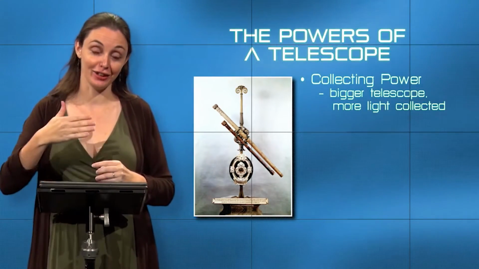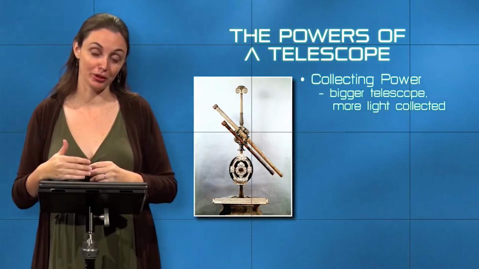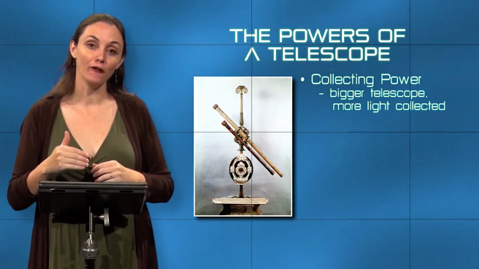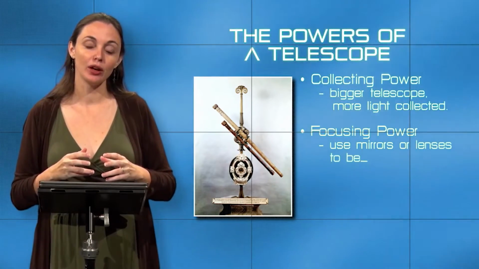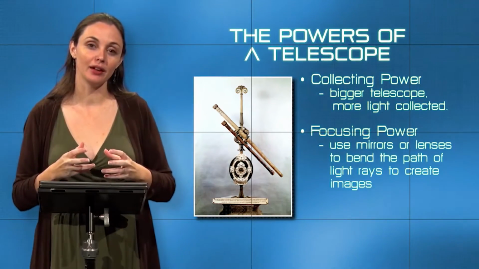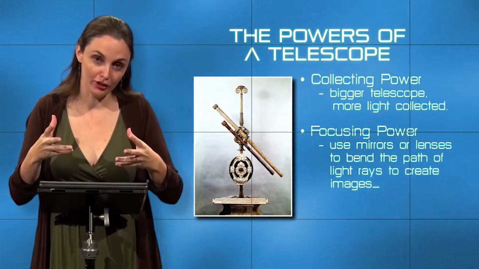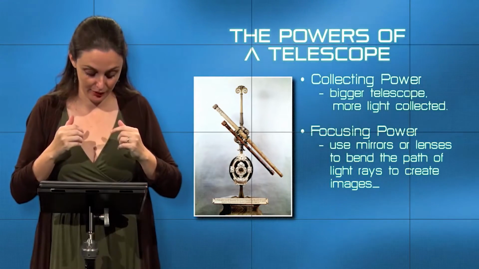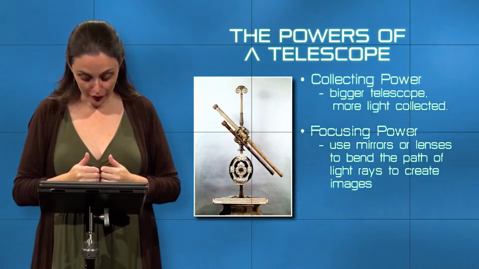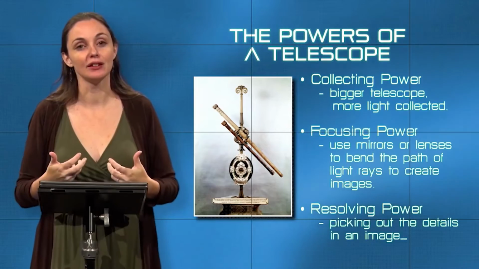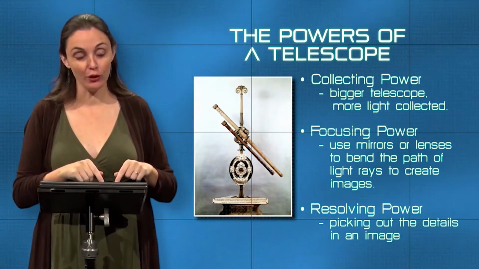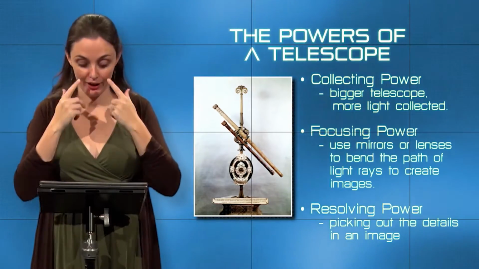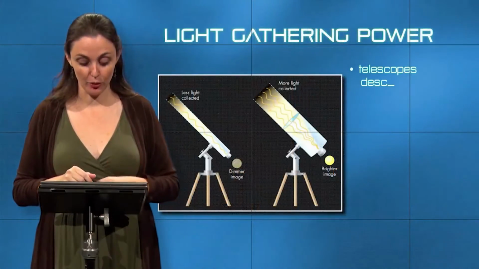Now, the secondary power of a telescope, the secondary importance, is not only to be able to collect more light, but to then focus that light. And that's where mirrors and lenses come in that allow you to see things in a greater detail and allow you to focus that light down to the eyepiece. So the resolving power is all about having the lenses and the magnification. The focusing power is about having those lenses and mirrors concentrate the light down to your eye. And different telescopes do this in different ways.